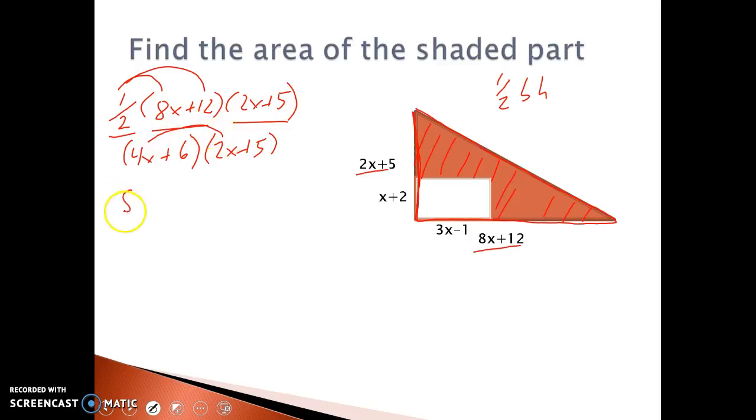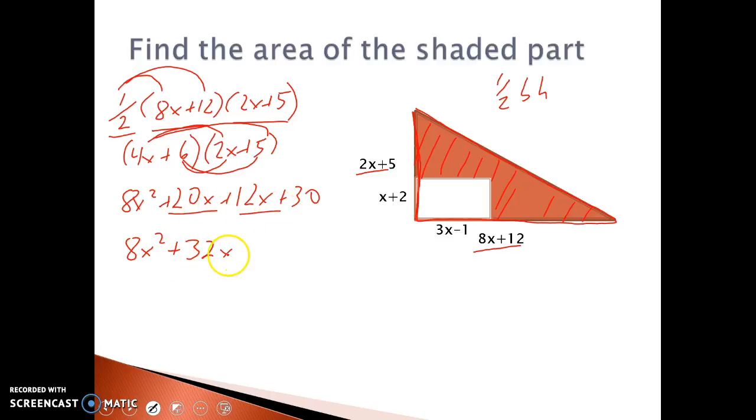So now I'm going to FOIL. 4x times 2x is 8x squared. 4x times 5 is 20x. 6 times 2x is 12x. And 6 times 5 is 30. So the area of the whole triangle can be simplified to 8x squared plus 20x plus 12x is 32x plus 30. This is the area of the whole triangle.